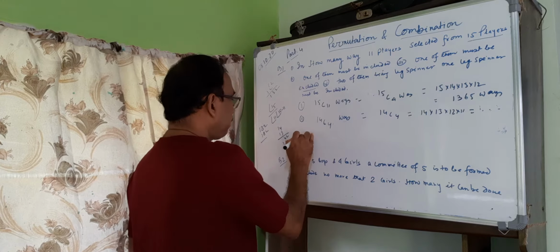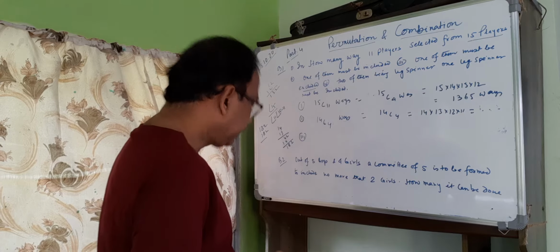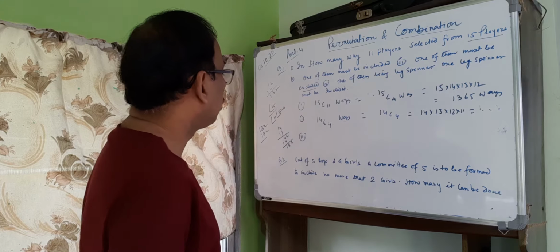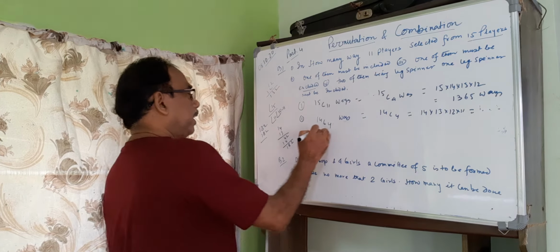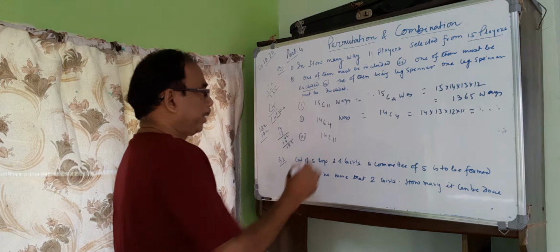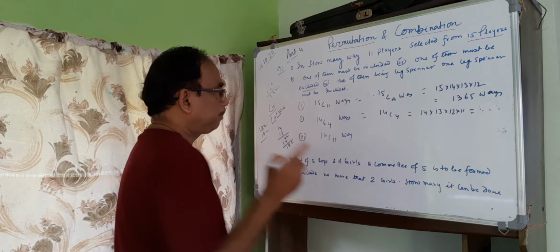Now, sum number 3. Since one of them must be excluded. Excluded means it is not there. That means we have to take 14C11 ways. I am telling property number 3.